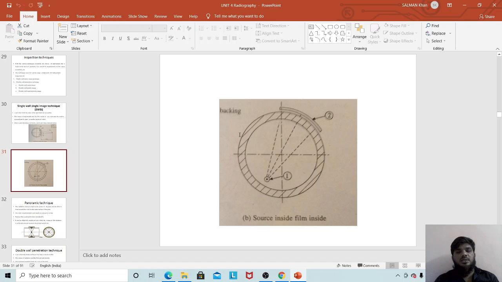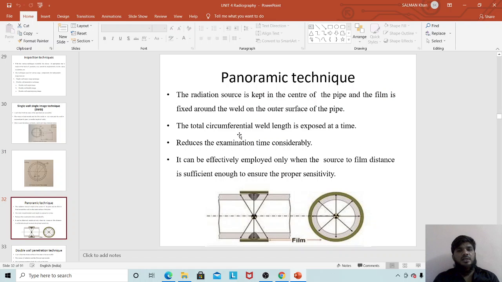Another option is to keep the source inside, if the inside is accessible to you. For example, in tunnel pipes, where the outer surface cannot be accessed, you cannot keep the source outside the pipe. If it is a tunnel, you keep the source inside the tunnel and the image is received on the other end. So this can be used for tunnels. Okay.